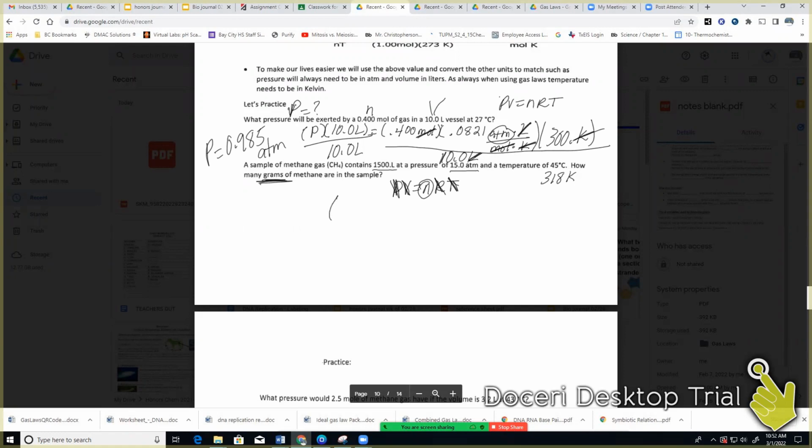So I'm going to start plugging everything in. My pressure is 15 atmospheres. My volume is 1,500 liters. n is what I'm trying to find. My pressure is in atmosphere, so that means I'm going to use my 0.0821. And then my temperature in Kelvin was 318. All righty, so I need to get my n by itself. So I'm going to multiply by 0.0821 times 318.